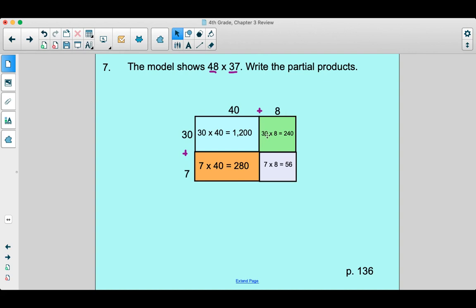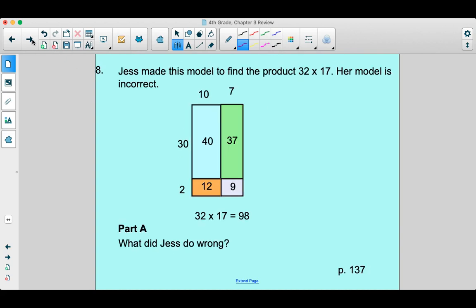Okay, so it says write the partial products. So did we do that? That's a part of the product. This is a part of the product. This is a part of the product. And so is that. Does it say we have to solve? No, it just says write the partial product. So guess what? We're done.